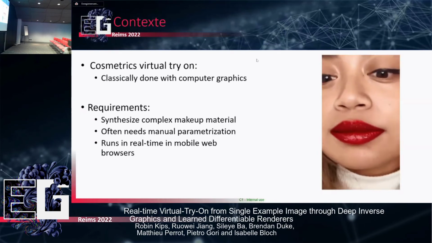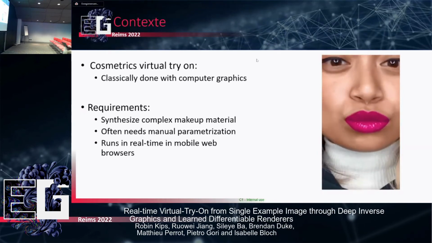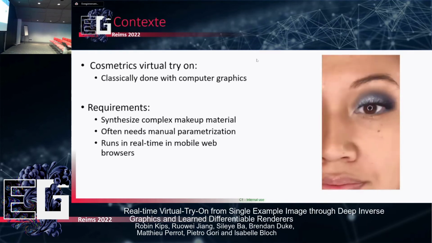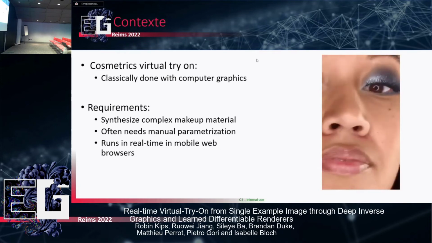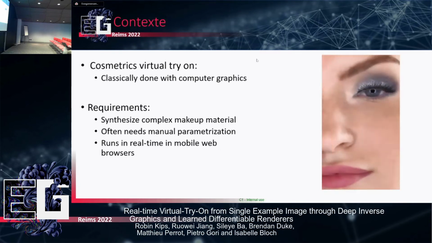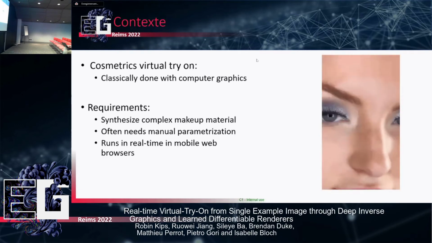Okay, just to give you some context. This work is done in the context of the digitalization of makeup at L'Oreal. One of the popular applications that we have is virtual try-on. Virtual try-on is the ability to try a cosmetic, like lipstick, eyeshadow or hair coloration, using computer graphics. Classically, we use classical computer graphics with a renderer that renders the cosmetic that you want. The requirement is that our renderer has to be able to synthesize complex makeup material. Often the renderer needs very tedious manual parameterization, and it has to be able to run in real time on mobile devices because people have to try it online.